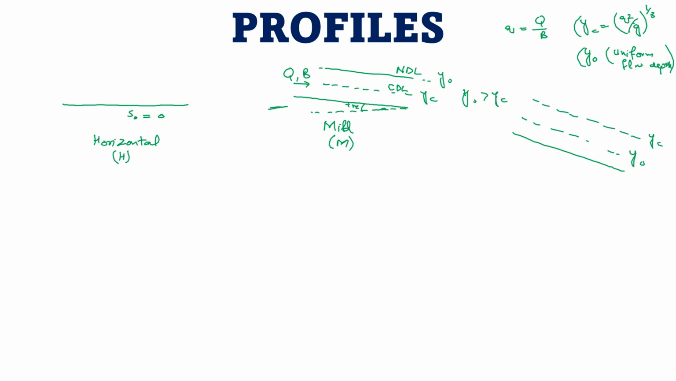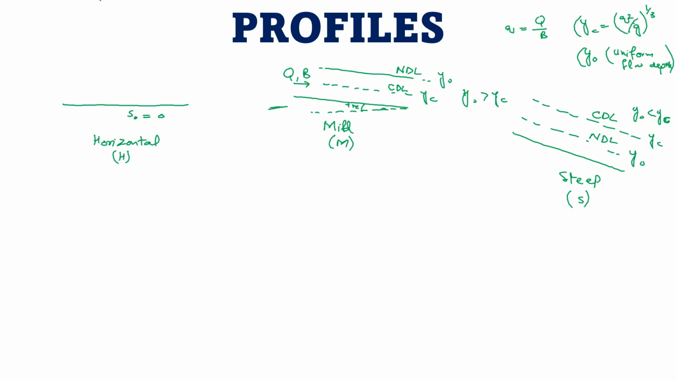In case of mild slope, CDL will be at a lower level as compared to NDL, while in case of steep slope, this is the third category of the profile or slope, shown by S. In this case, the elevation of CDL becomes more as compared to the elevation of NDL. Sorry, Y naught will be less than Yc in this case. Then we will be able to decide that the profile type is a steep type profile.